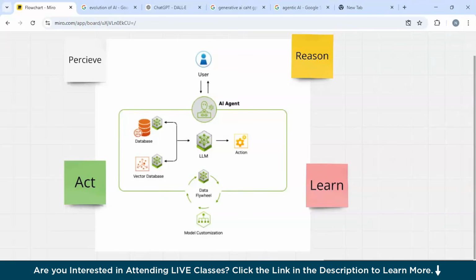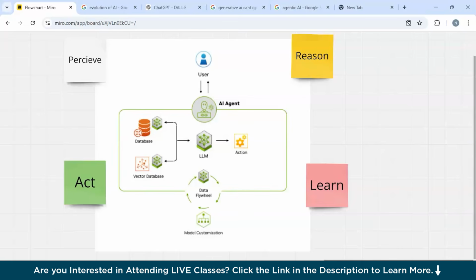Then it results in AI fixing the issues autonomously, reducing the downtime. Okay. So this is where your action or act comes into the picture. Now, if we go on to the next and final step, which is learning. Learning basically, with the help of the data flywheel, is continuous. Okay. So this is the feedback loop, which is the data flywheel.